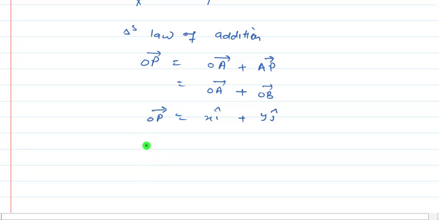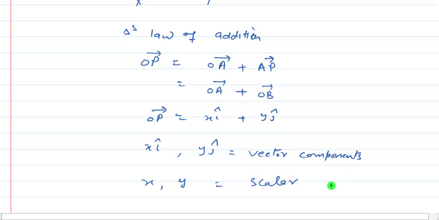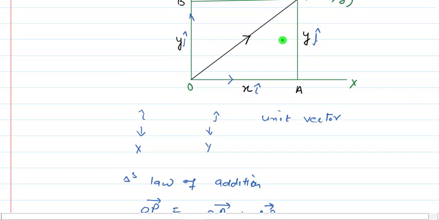Here I need to specify that XI cap and YJ cap are the vector components, because a vector quantity is also multiplied by them. But if we are only talking about x and y, then these are called the scalar components of vector OP. So x and y simply are the scalar components of vector OP, and xi cap, yj cap are the vector components of vector OP.